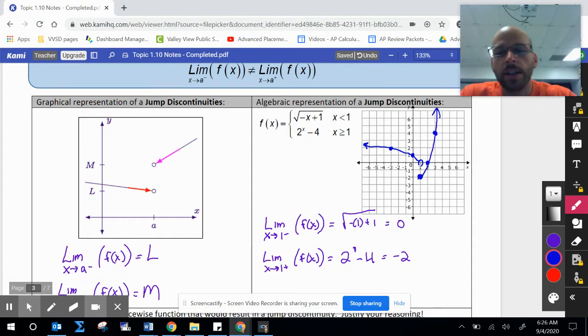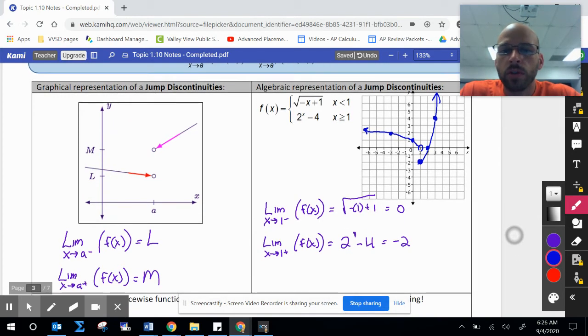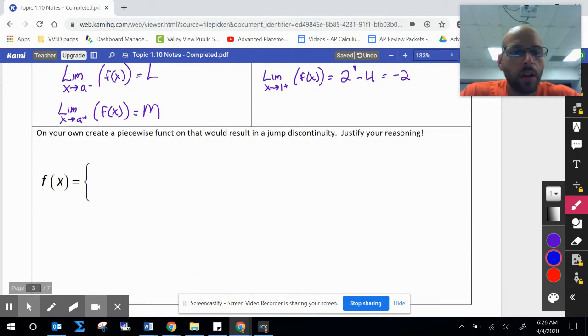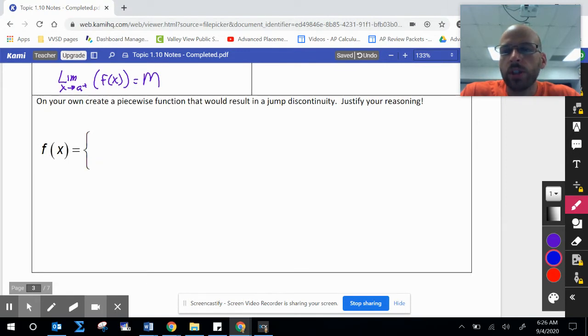So you can see that from the left side, it goes to the hole. From the right side, it goes to the point beneath the hole. Because those go to two different values, then I know that there's got to be a jump discontinuity.